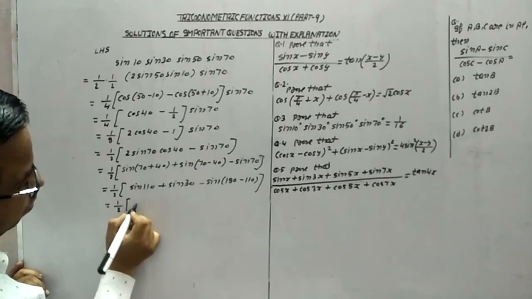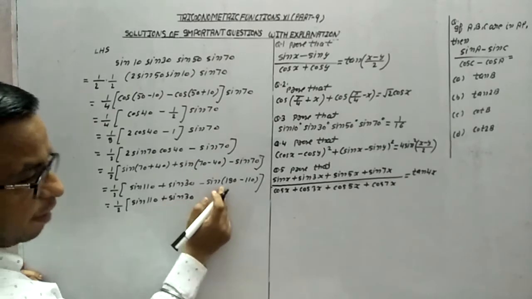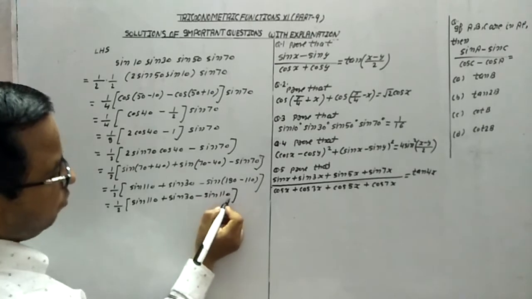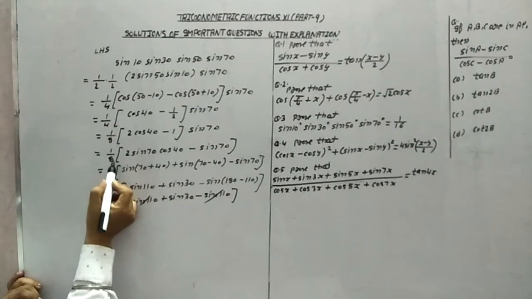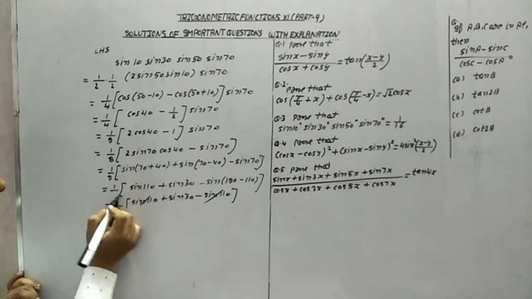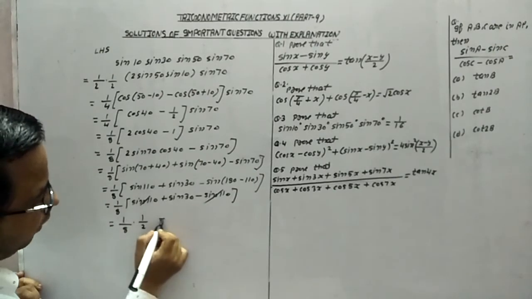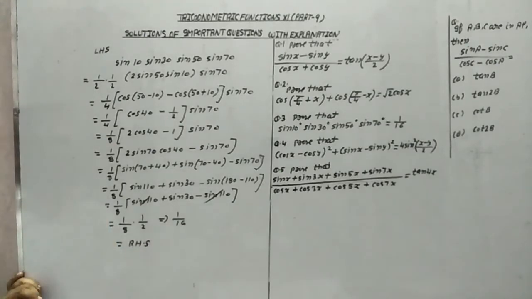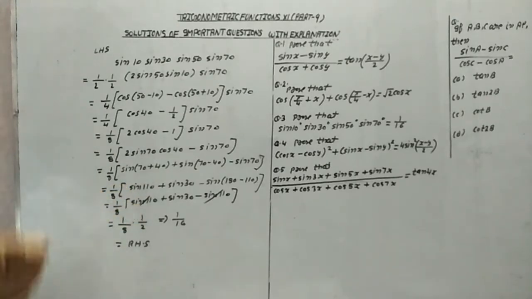Sin (180 minus theta) is in the second quadrant, so it is sin theta. The sin 110 terms cancel out. We are left with 1 upon 8 times sin 30, and sin 30 is 1 upon 2, so this becomes 1 upon 16, which is equal to the right hand side. Very important question, and with this explanation it is very easy to solve. Now let's start with question number 4.